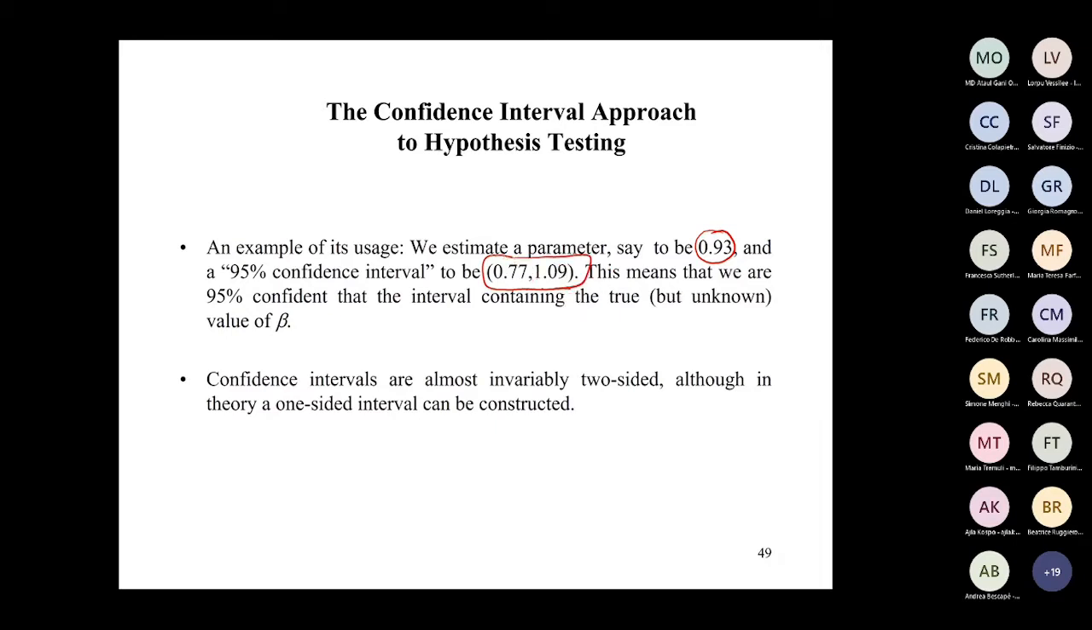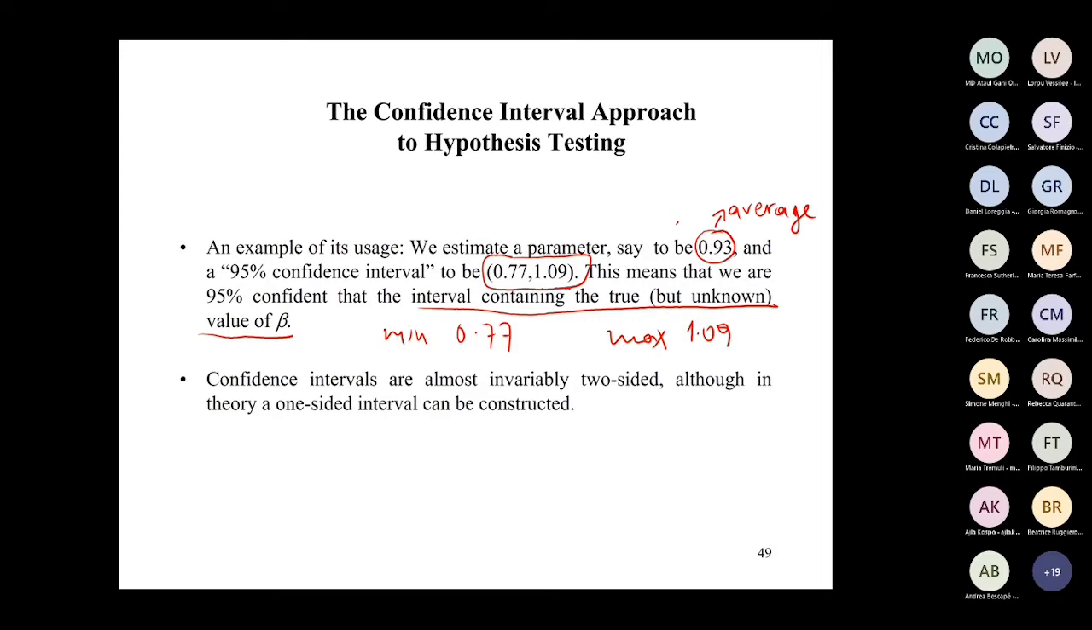This means that we are 95% confident that the interval contains the true but unknown parameter beta. So the minimum value beta can take is 0.77. The maximum value beta can take is 1.09, and on average beta is 0.93. Okay, so the confidence interval contains the minimum, the maximum, and the average value that beta can take.